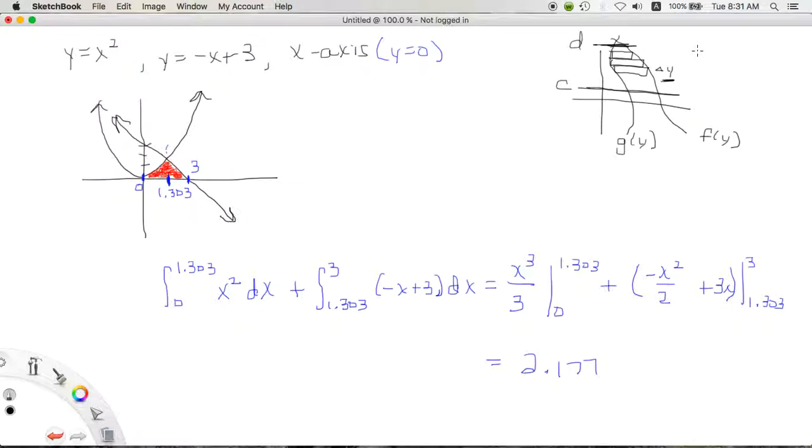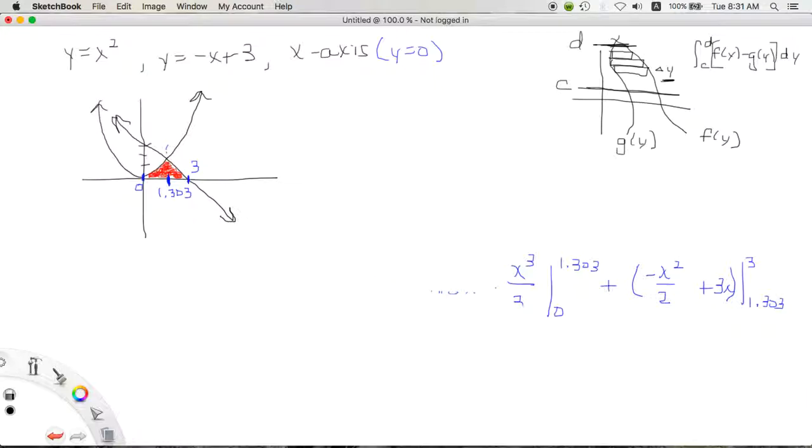So when we add it all up, we can get our area, it would be the integral from c to d of f of y minus g of y dy. So we can do this with functions in terms of y as well. So for this one here, let's erase all this. If we do this particular problem with respect to y, then we don't have to break it up, because if you look at it, on the right hand side we always have that line y equals negative x plus 3, and on the left hand side we always have that y equals x squared.